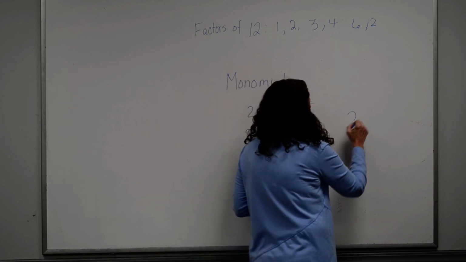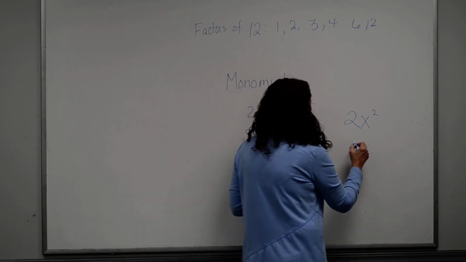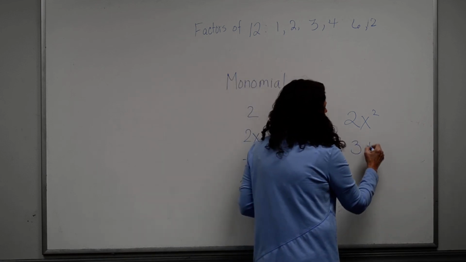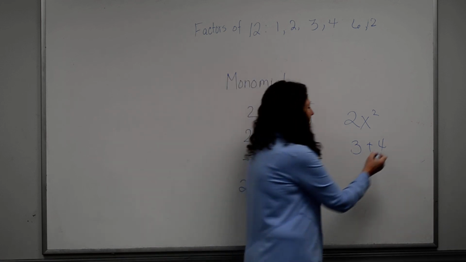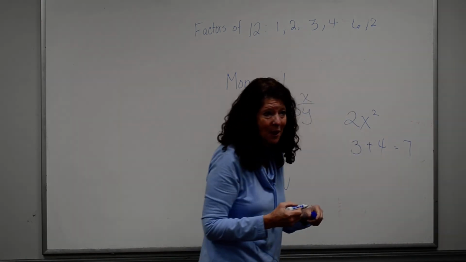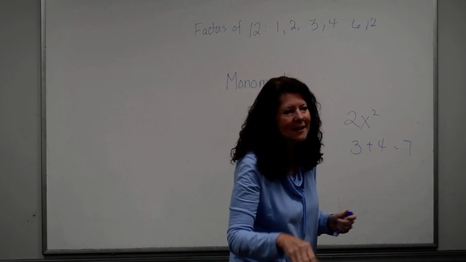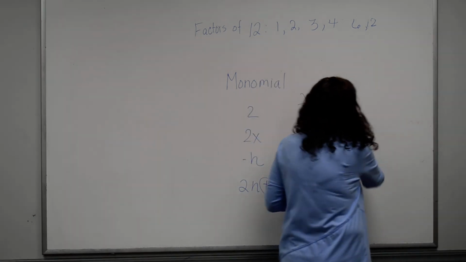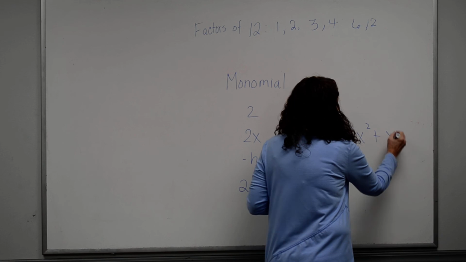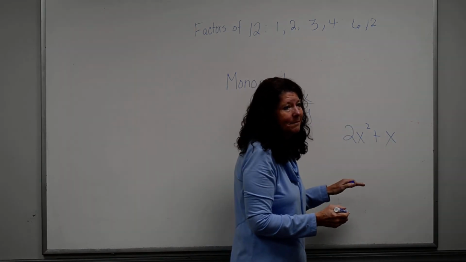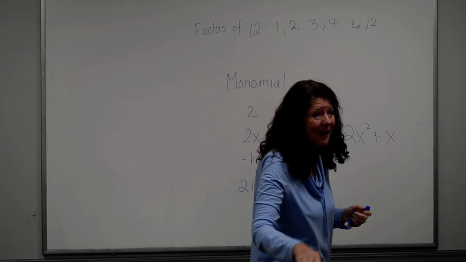If I have 2x squared, is that a monomial? Yeah. If I have 3 plus 4, is that a monomial? Yeah, it is, because all I have to do is add 3 and 4 together and get a 7, and then it becomes a monomial. So if I can combine them and get a single term, then it's still a monomial. But if I had 2x squared plus x, I can't combine them because this one's squared and this one's just x. So that is not a monomial, okay?